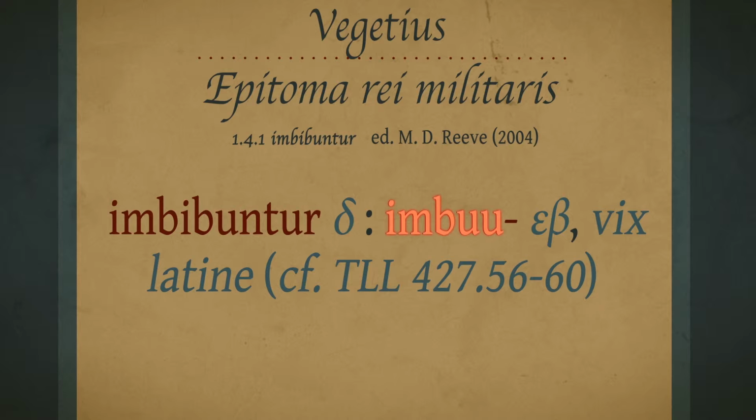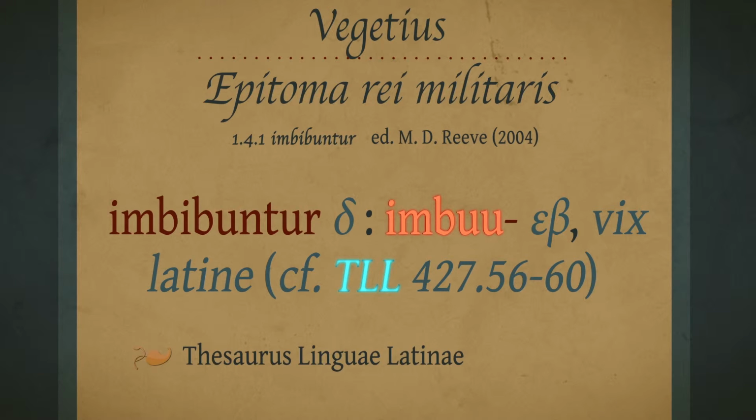But the Latinity of imbuuntur is dubious, since the expression is only paralleled by other doubtful passages listed in the reference work cited in the note, the TLL or Thesaurus Linguae Latinae. The reading in delta, imbibuntur, which the editor prints, is an innovation of some sort, but it's acceptable Latin. The editor of Vegetius does not justify his preferred reading here, except by showing the argument against the archetype's imbuuntur.